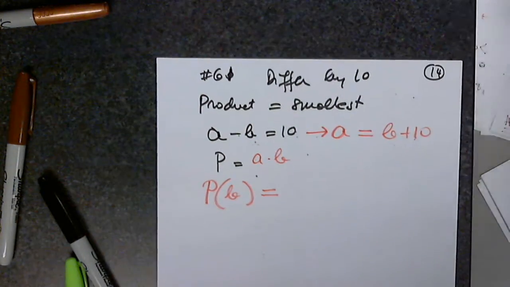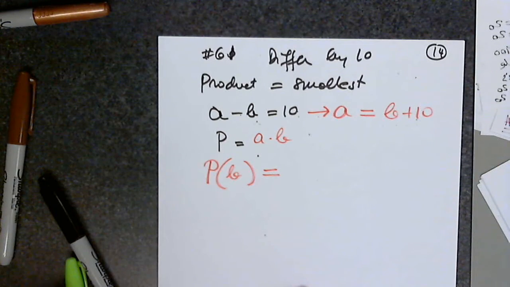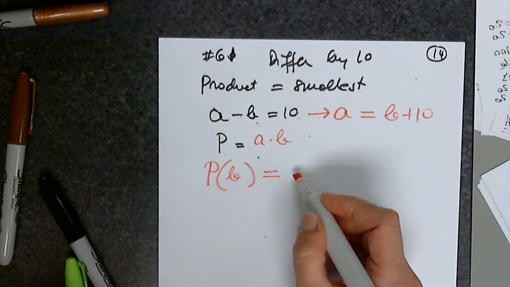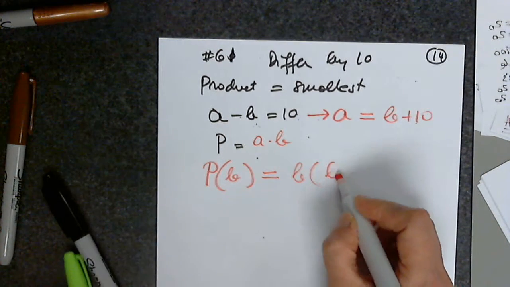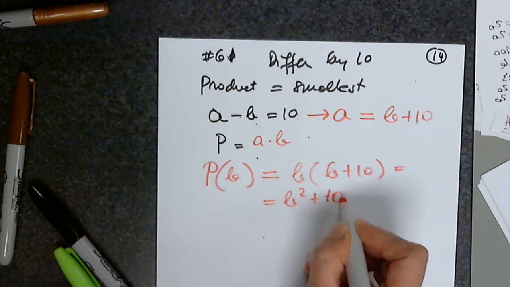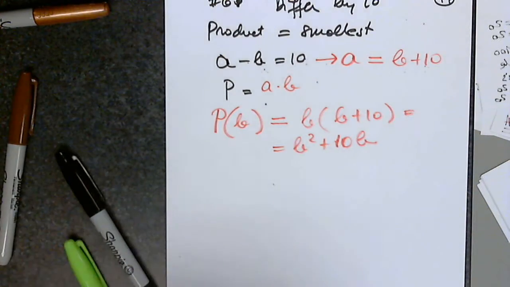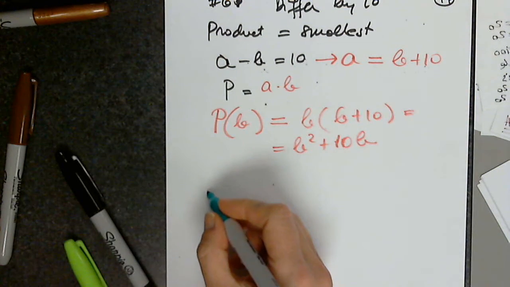And tell me what to write. b times b plus 10. And I distribute finally. Now I have the function. I will ask myself, does it have a minimum or a maximum? Because if it doesn't have a minimum, then I'm not on the right track. Does it have a minimum? Yes. Good. How do I find the minimum?